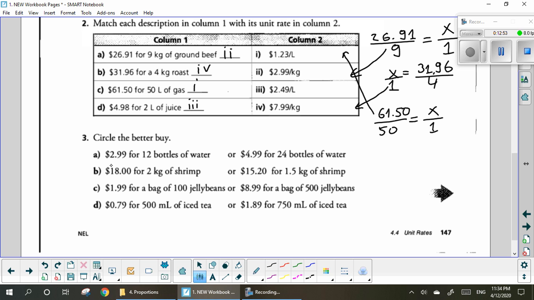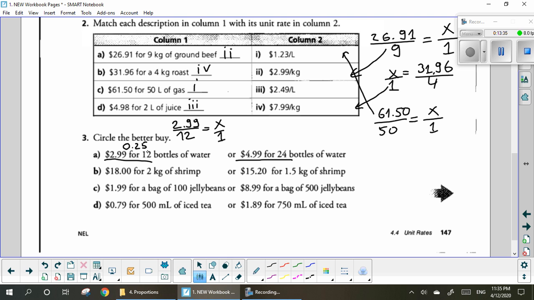So in the first one, we have water. We have 12 bottles and we have 24 bottles, and then we have prices for each one. So $2.99 for 12, $4.99 for 24. If I want to find out how much one bottle is, I'm going to do it through a shortcut. Remember, usually we would set up 2.99 over 12 equals x over 1, and then we would calculate it. But our essential calculation will be 2.99 divided by 12, which is 0.25. So I will say 0.25 is my unit price.